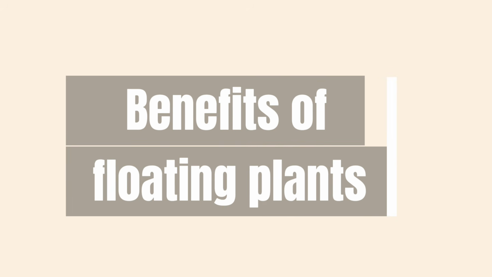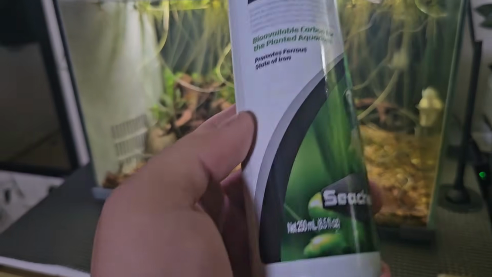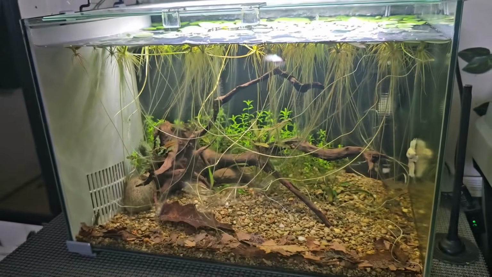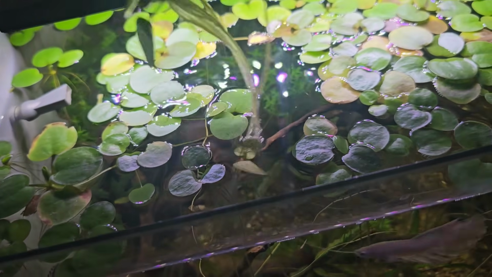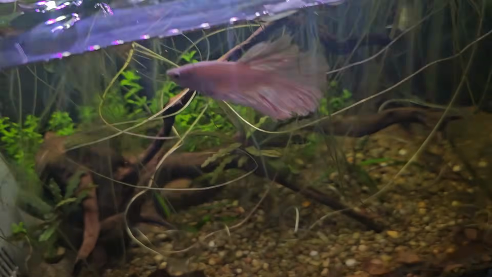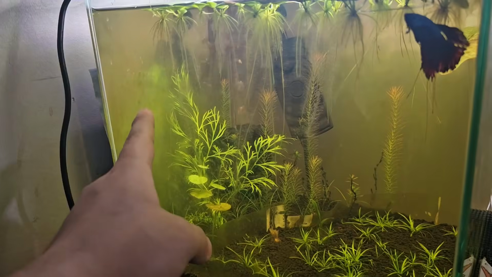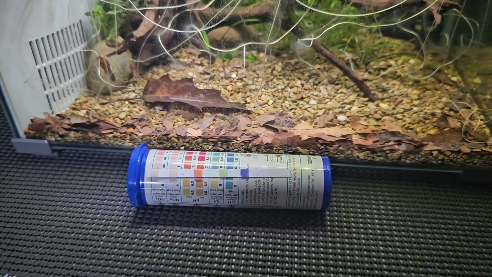Benefits. Floating plants are excellent at absorbing excess nutrients from the water. This is because their roots are in direct contact with the water column, allowing them to quickly uptake nitrites, phosphates, and other compounds. This helps in reducing algae growth and maintaining water quality.